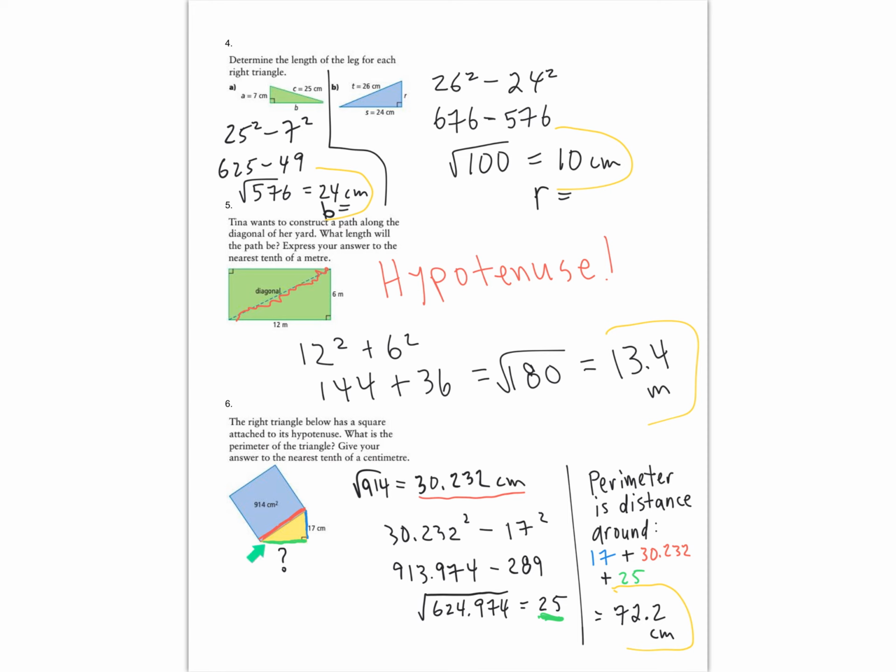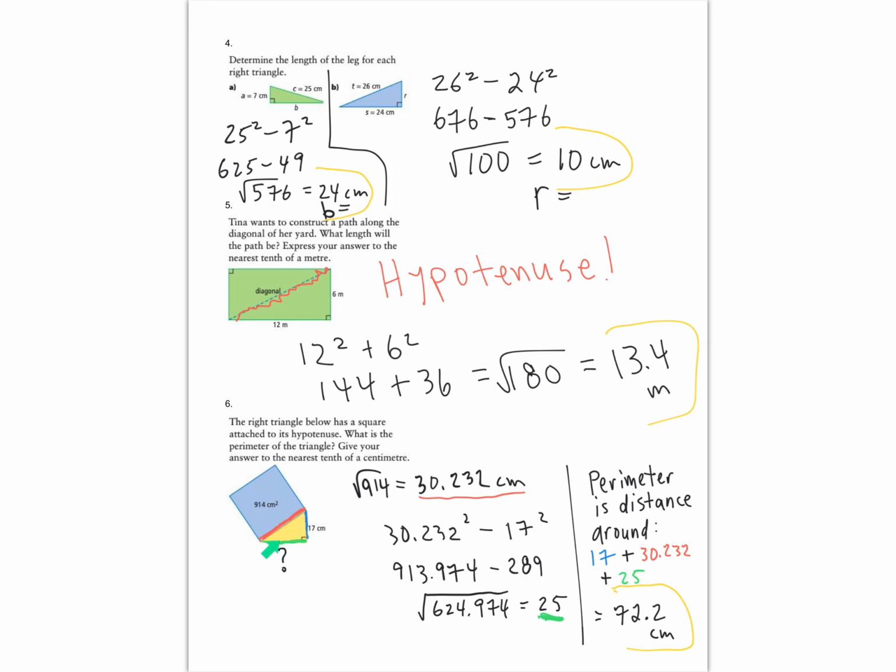This one, oh, they want to know the perimeter. They want to know the distance around this triangle. So they want to know the green side plus the red side plus the blue side. So they told us the hypotenuse squared is 914. So if we square root it, we can find this red side length here, and we find it to be 30.232 centimeters. Okay? So I just found the square root of 914. They told us this blue side is 17.